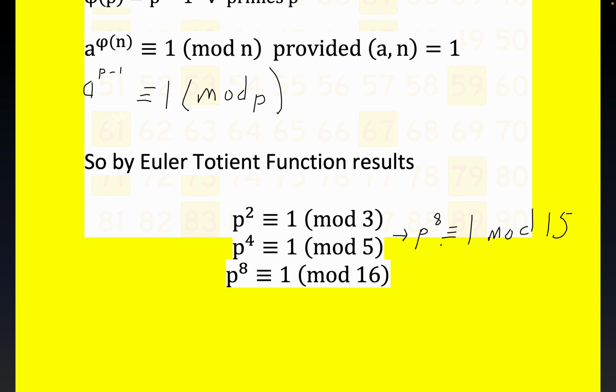In other words, p to the 8th minus 1 is divisible by 15 and 16. And so that means that p to the 8th is congruent to 1. I'll write this down just for emphasis. If you think about divisibility, you don't worry too much about the rules here. It's a very sensible way to think about it just in terms of divisibility. So I'll write down 16 times 15.